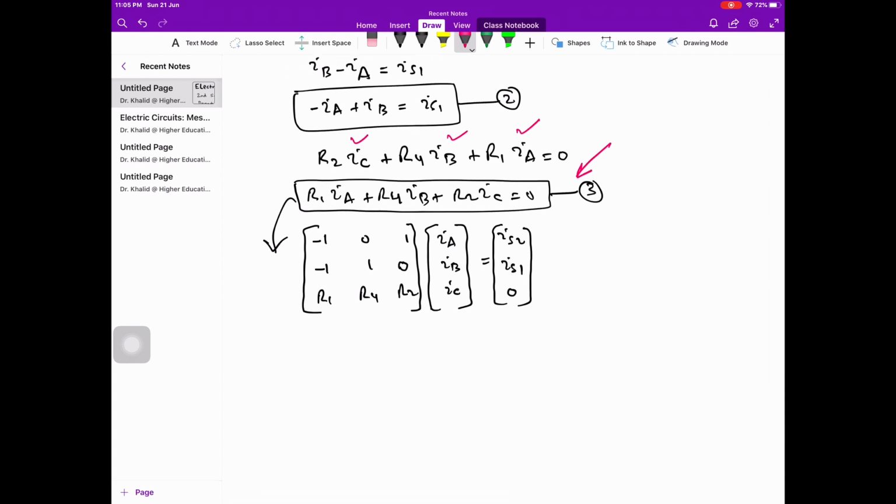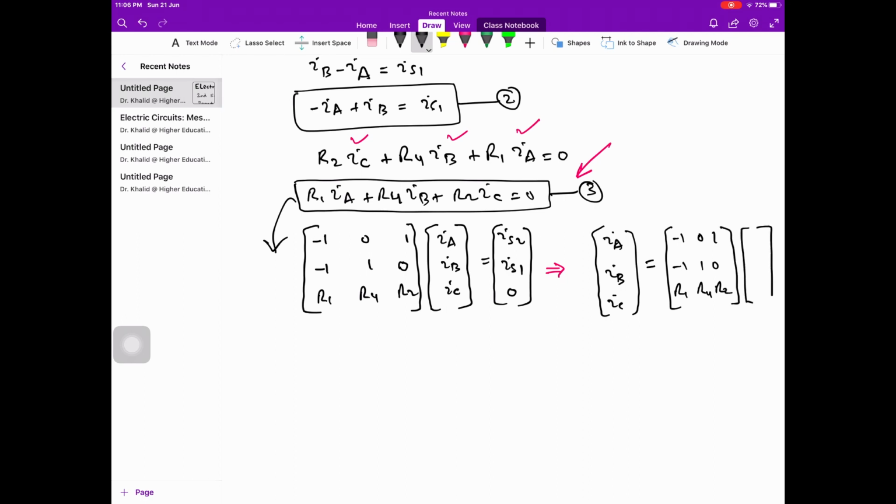So we can solve it over here for IA, IB and IC. Knowing the values of the current sources IS1 and IS2, and the resistances 1, 2, 3, 4, we can solve this matrix equation easily.